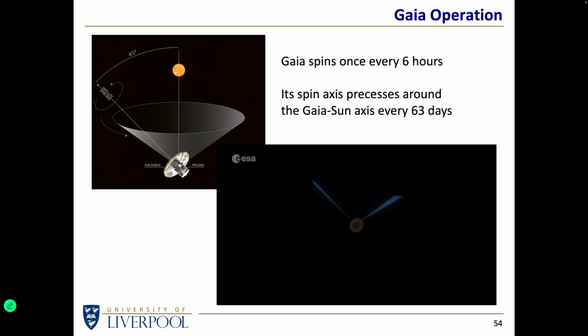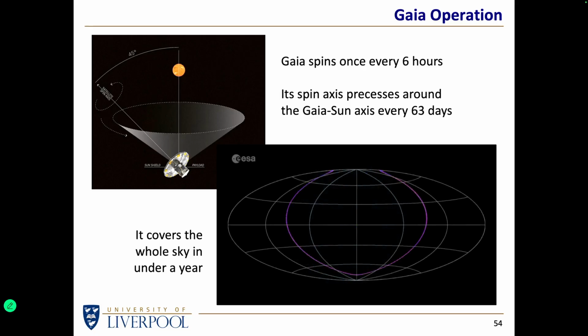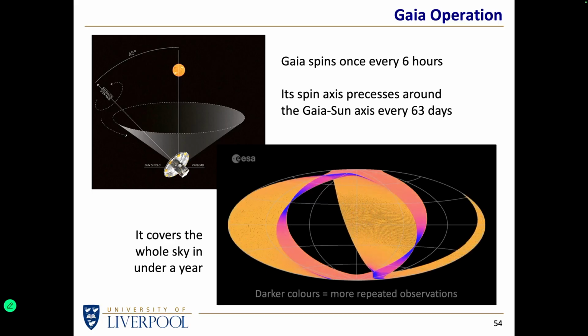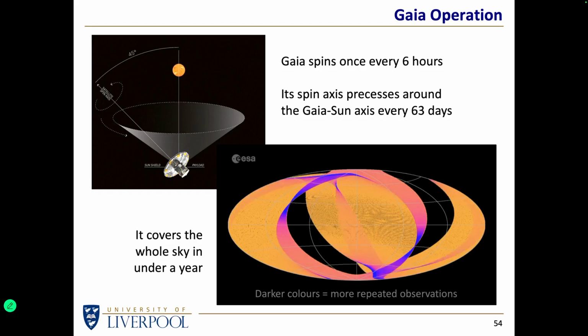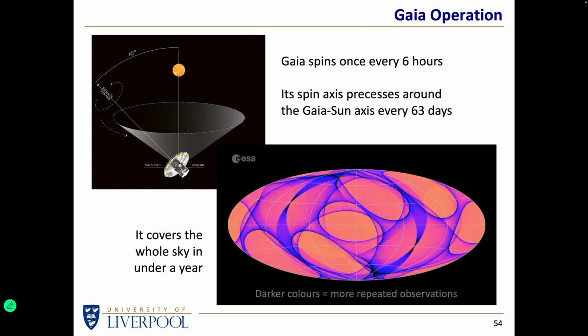Gaia spins roughly once every 6 hours, somewhat faster than the Earth spins, and it's also processing in order to make sure it covers the entire sky. This animation in the bottom right shows the ribbon of sky that Gaia is mapping, and as it slowly orbits around the Sun, because it's at the L2 point which moves with the Earth, it will map out the entire sky over many months and then eventually start remapping the sky. And the darker colours indicates how many times a particular patch of sky has been remapped. Generally speaking, it'll be dozens or hundreds of times over the 10-year lifetime.